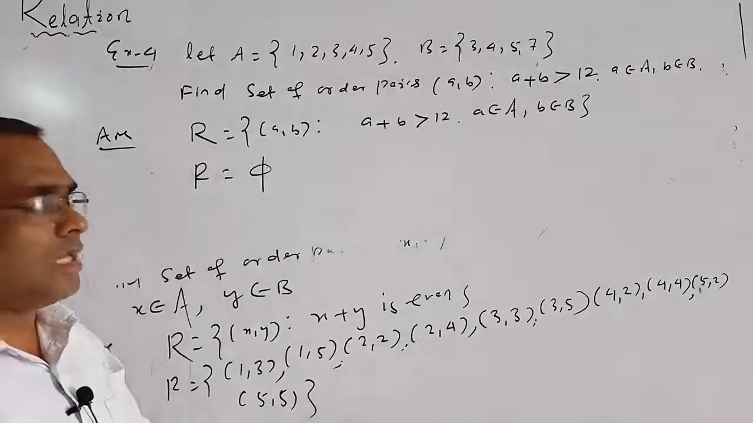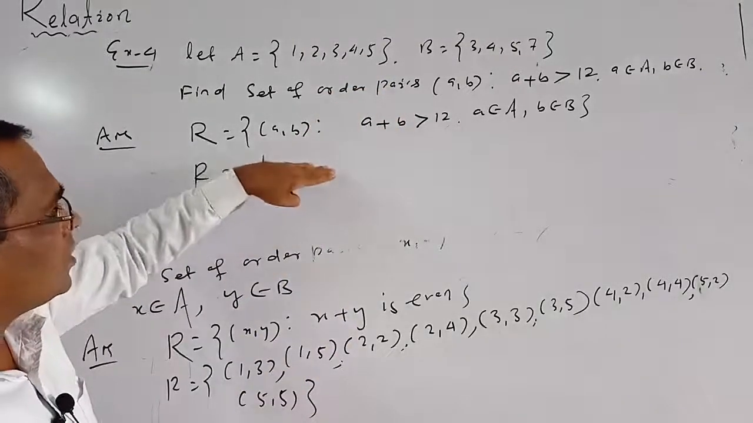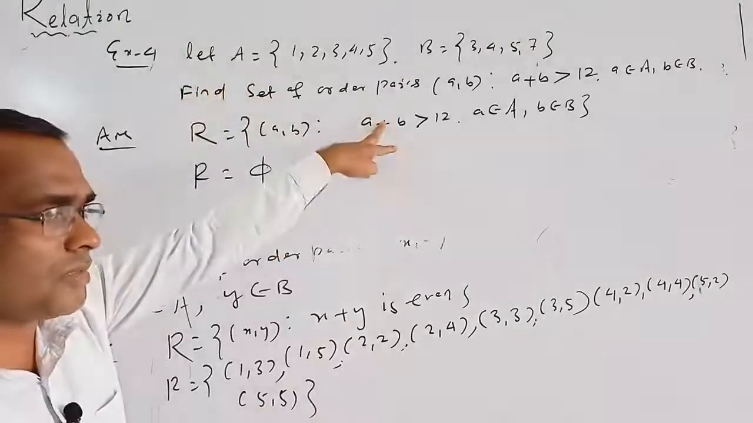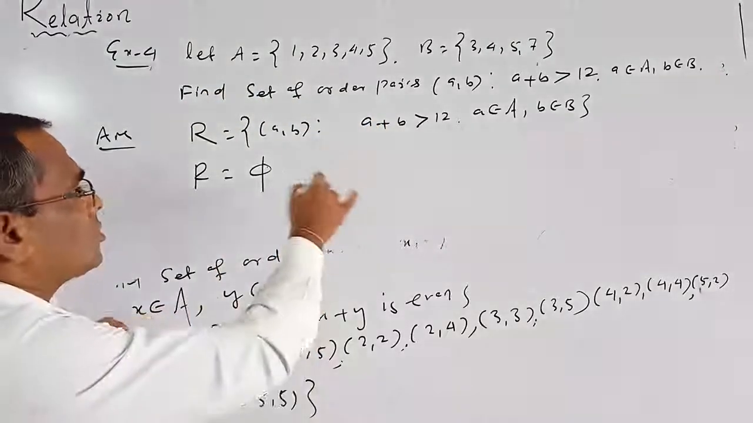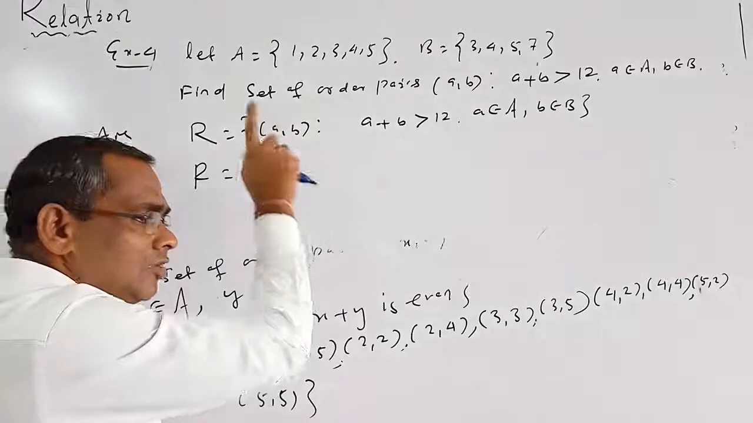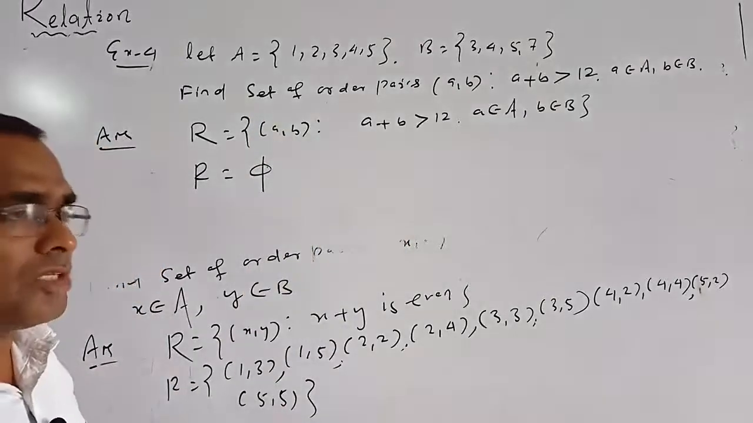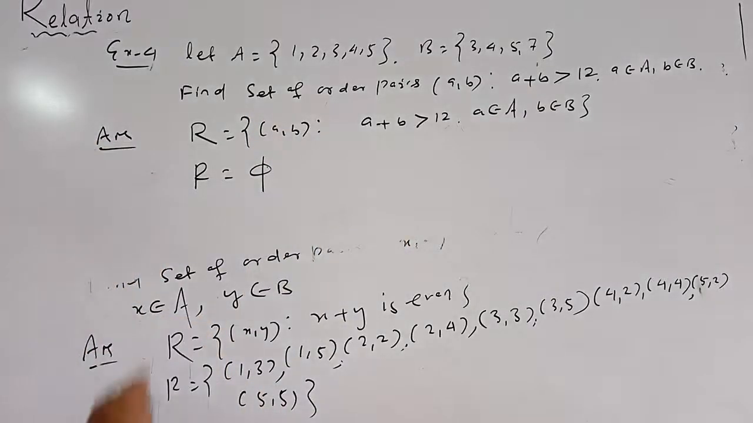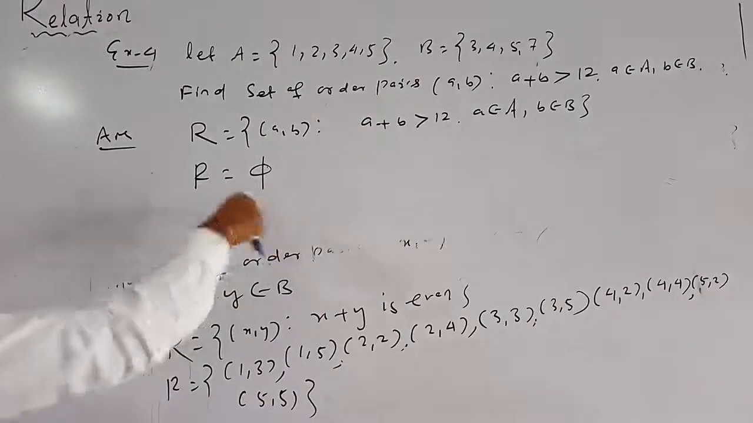This one is also a subset of A cross B. So phi is also a relation from A to B, and this relation is known as the empty relation.